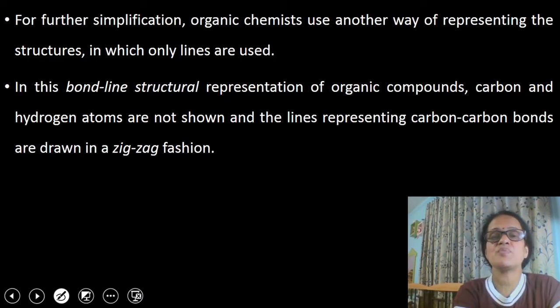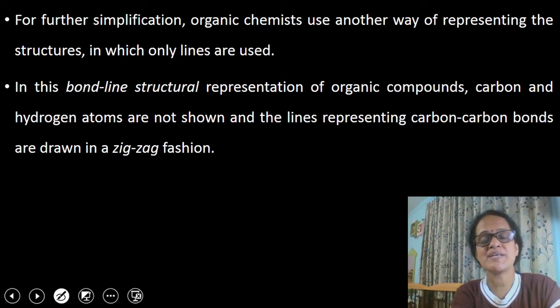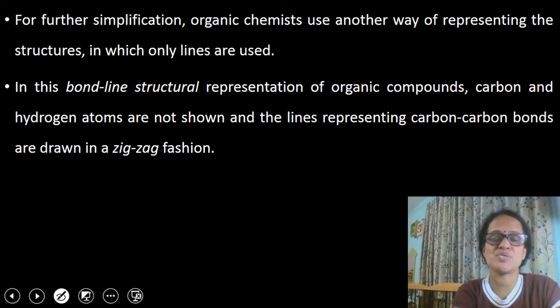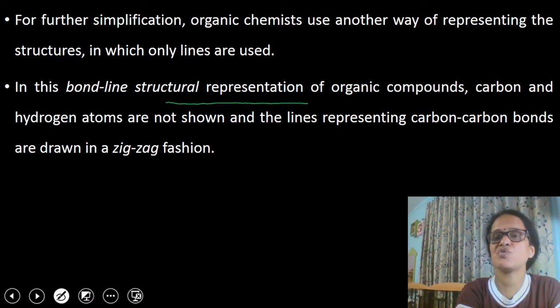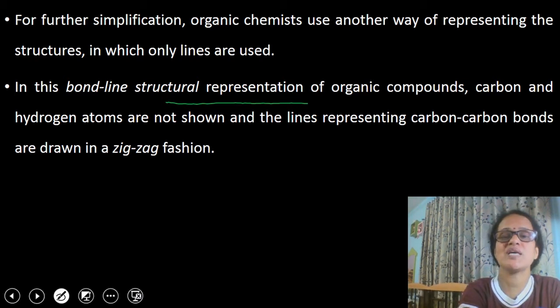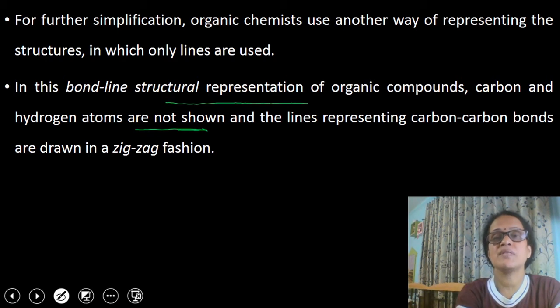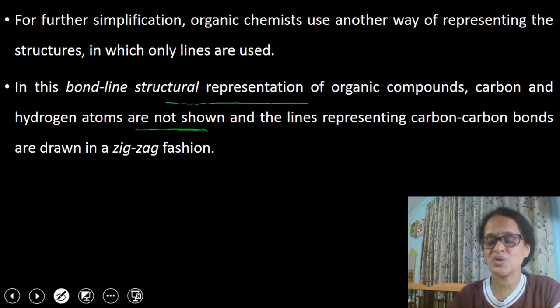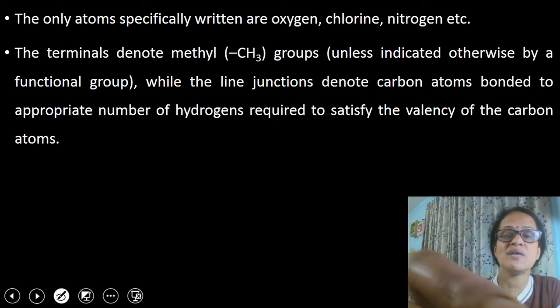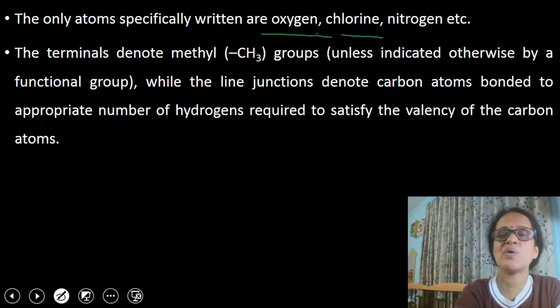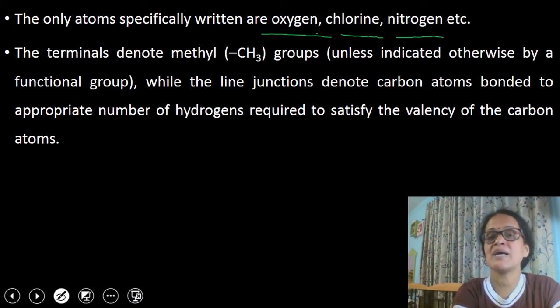Now, for further simplification, organic chemists use another way of representing structures in which only lines are used. We don't use atoms. This structure is called the bond line representation of organic compounds, and in this representation, carbon and hydrogen are not shown. The lines representing carbon-carbon bonds are drawn in a zigzag fashion. So instead of writing carbon and hydrogen, we represent them by means of a line. The only atoms which we specify are oxygen, chlorine, nitrogen, etc.